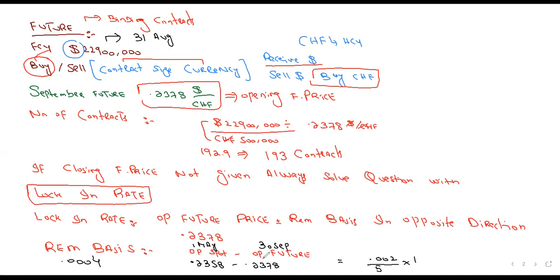So guys, what will happen? Your opening price was this. Actually, this is increasing, but we have to go in the opposite direction, so you will reduce it by 0.0004. What is your lock-in rate coming? 0.2374. Currency denomination is dollar over CHF.